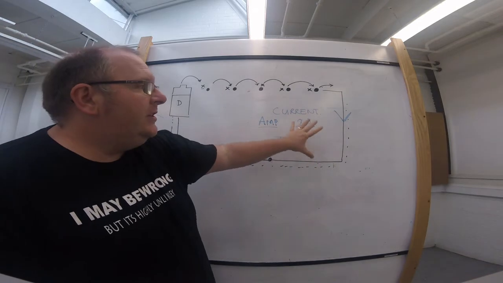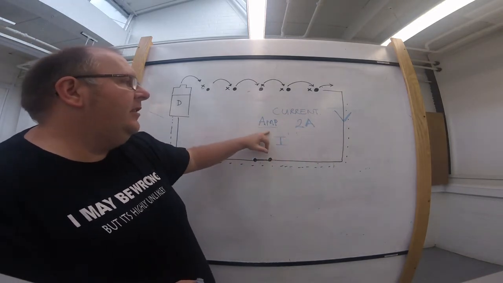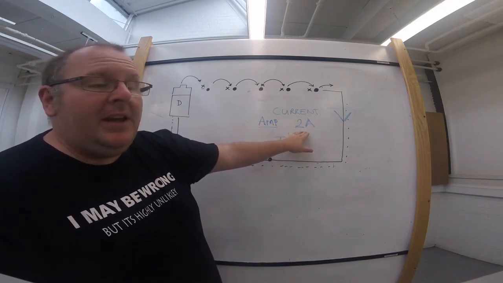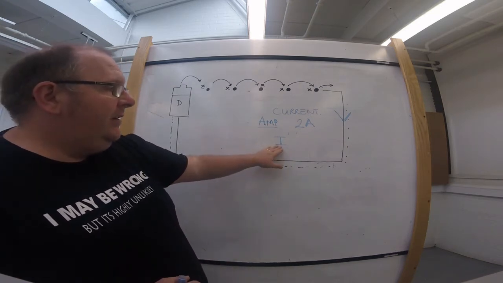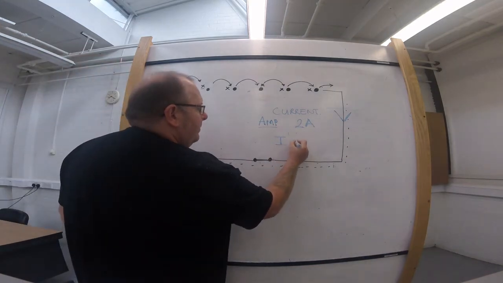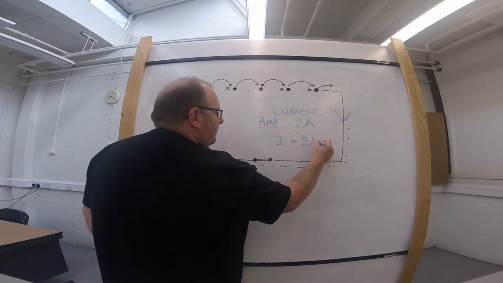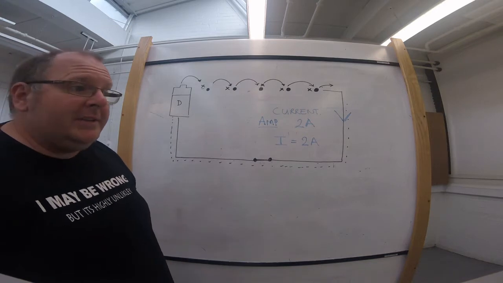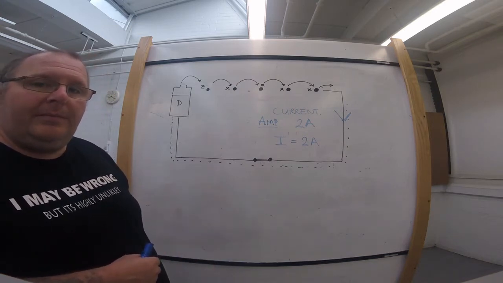We're not talking about lots of different things here. They all relate to one another. Current measured in amps. If you measured 2 amps, you would write it like this. And if we were using current in a formula, I would say I equals 2 amps. That's the first thing. That's one of these terms out of the way already.